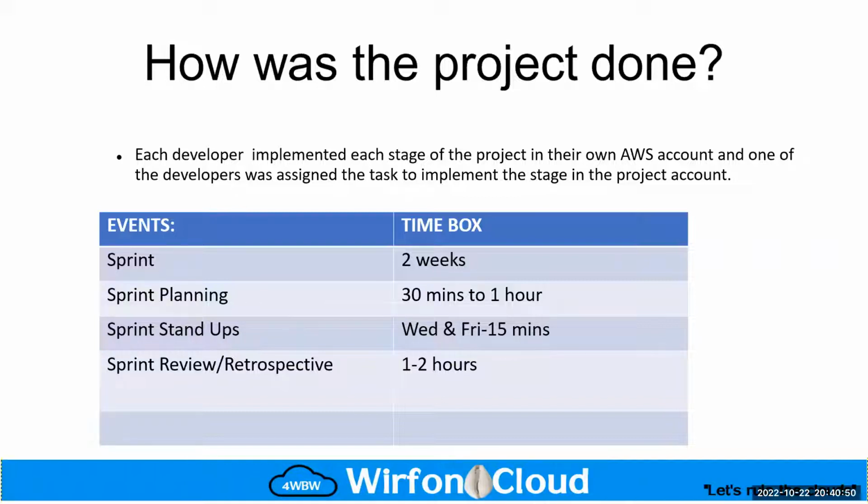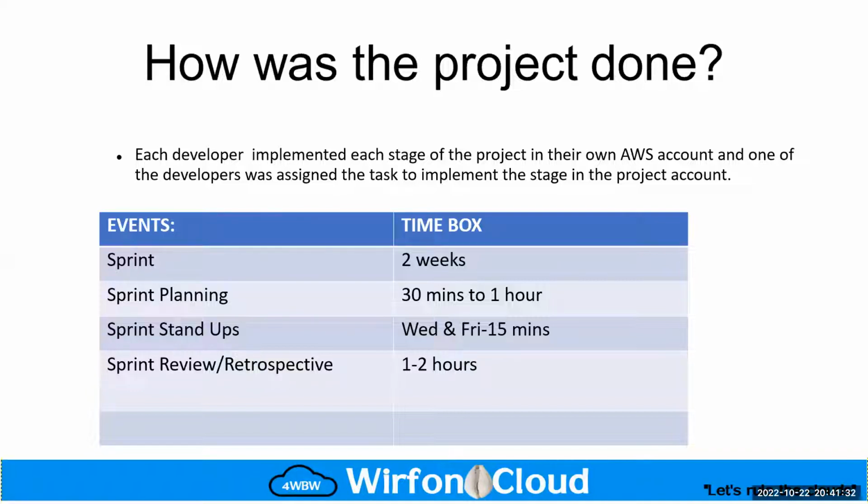So after you've implemented each stage of the project in your account, you then have the opportunity to implement, based on the stage that has been assigned to you, in the project main account. And for this, we did it using different sprints. Each project ran for 2 weeks, and those 2 weeks were called a sprint. So we had 6 sprints, and those 6 sprints aligned with the stages of the project.